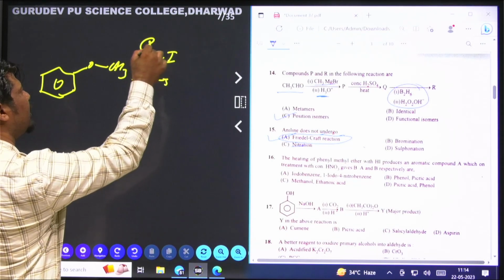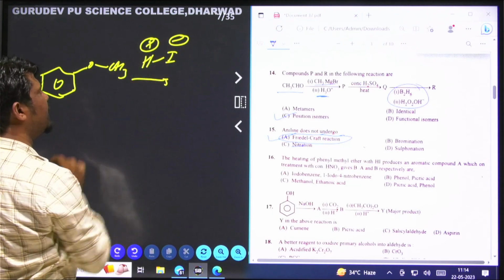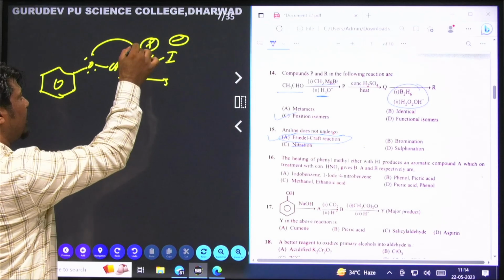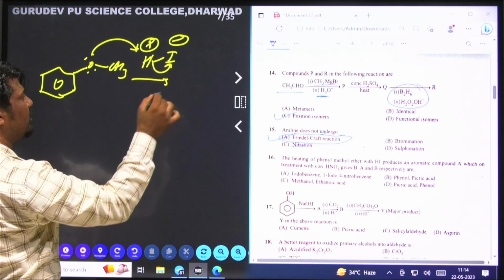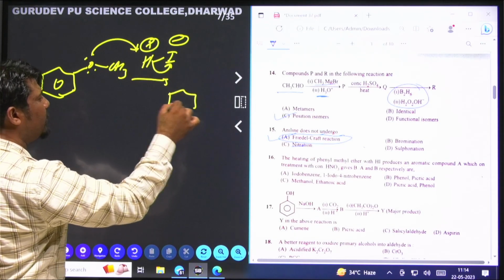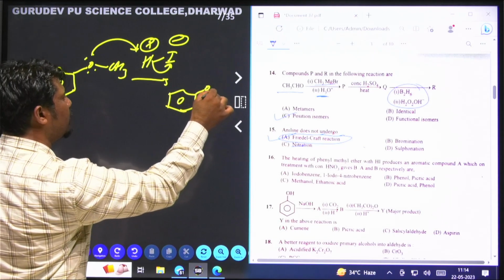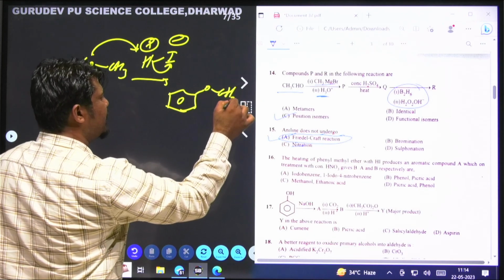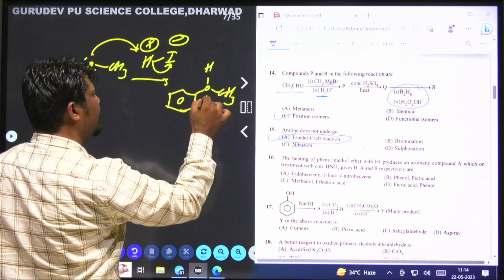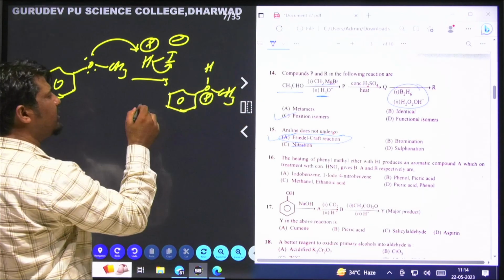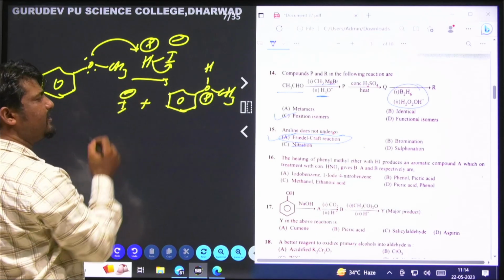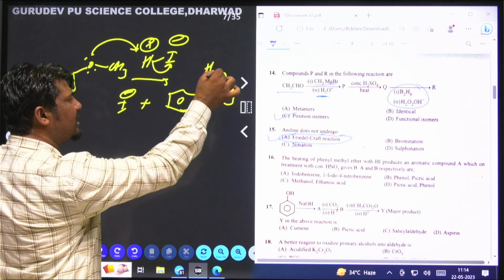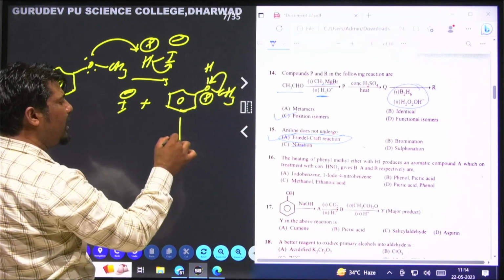In hydrogen iodide, hydrogen is positive and iodine is negatively charged. Oxygen is electron rich, so oxygen donates electrons to the hydrogen, and iodine takes the electron. As a result, we get this product: CH3, this is H, and here oxygen becomes positive, along with the formation of I minus. This molecule is very highly reactive. That's the reason why the carbon will donate electrons to the oxygen.